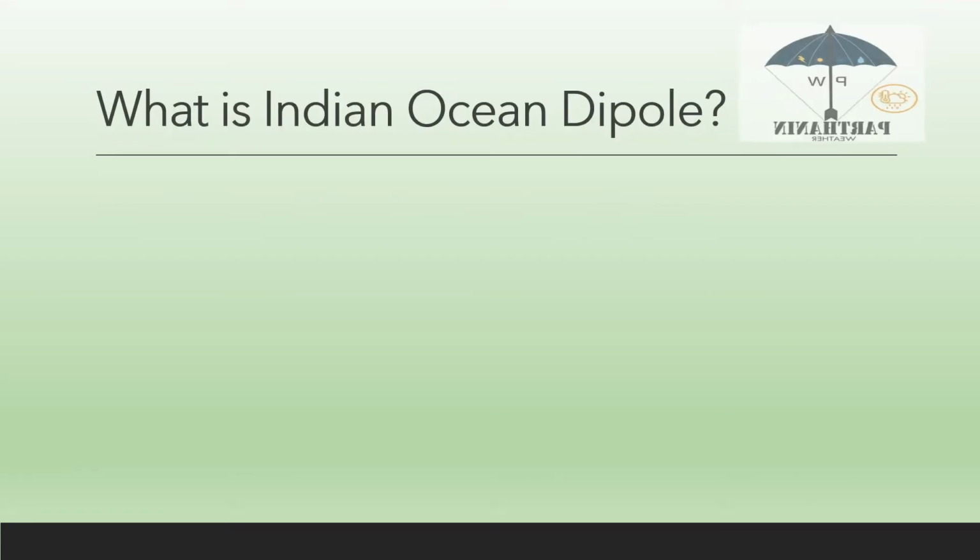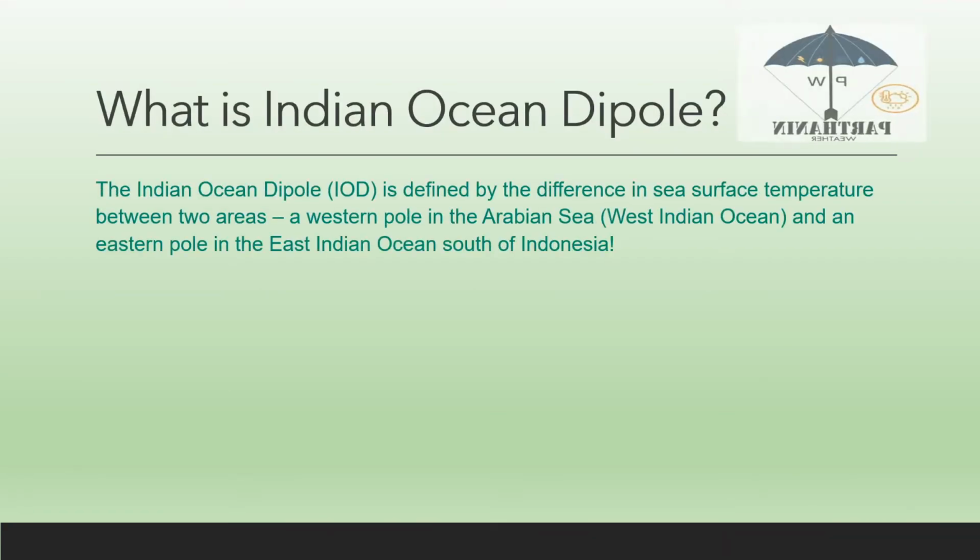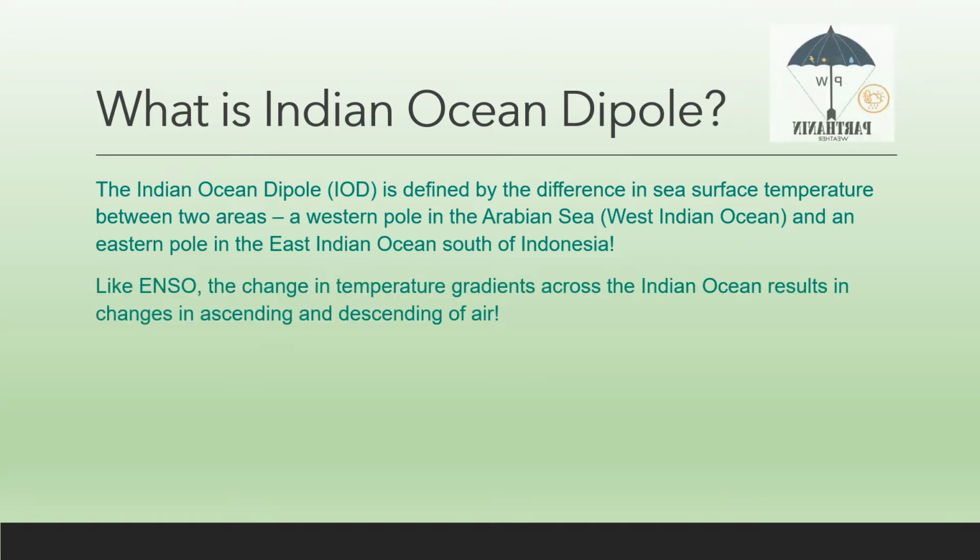What is the Indian Ocean dipole? The Indian Ocean dipole is defined by the difference in sea surface temperature between two areas, a western pole in the Arabian Sea and an eastern pole in the East Indian Ocean south of Indonesia. Like ENSO, the change in temperature gradients across the Indian Ocean results in changes in ascending and descending of air.